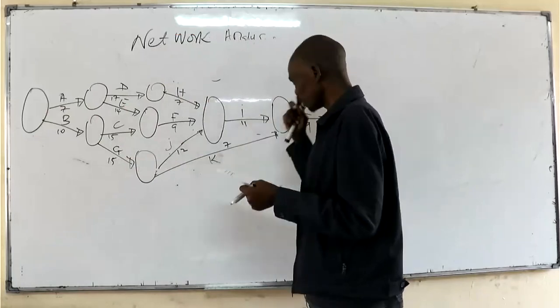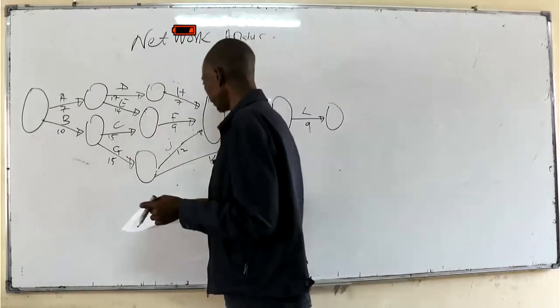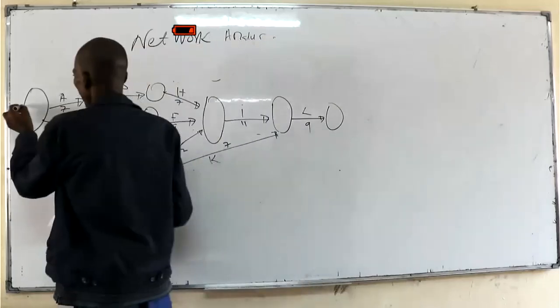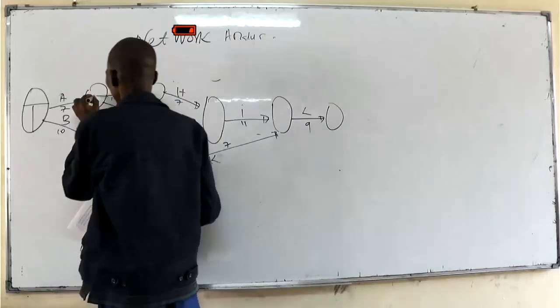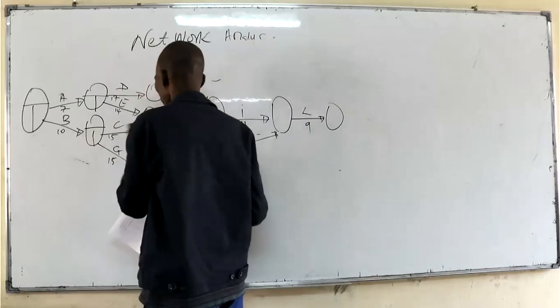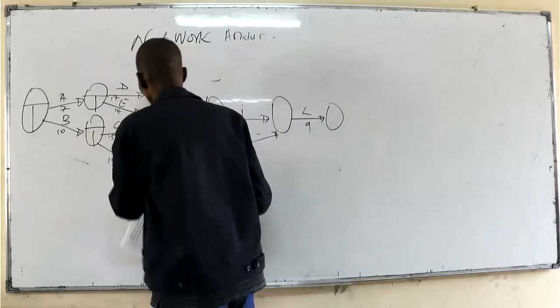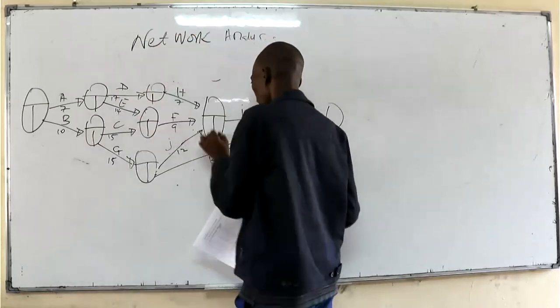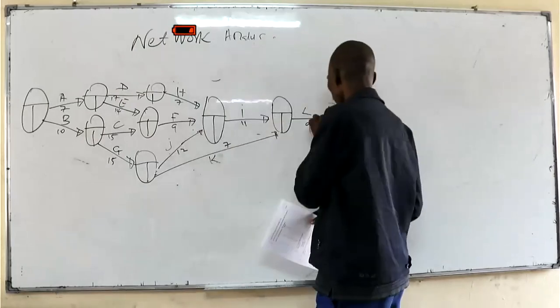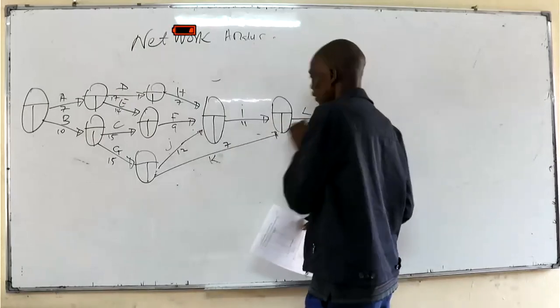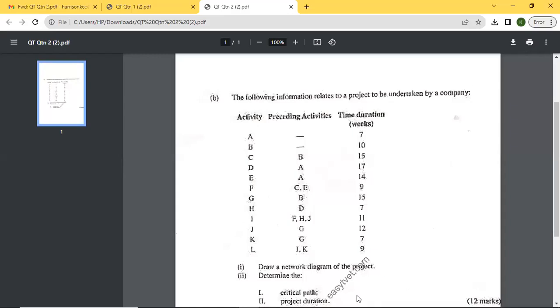So that is a complete network. We've also indicated the duration. So you can then try to determine the project duration of the critical path by what we call forward pass and backward pass. So we start with the forward pass, and we start with the point 0. So 0 plus 7, that is 7. 0 plus 10, that is 10.